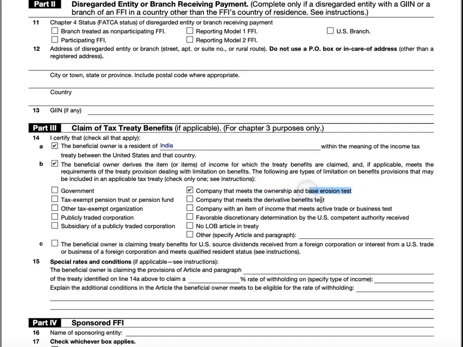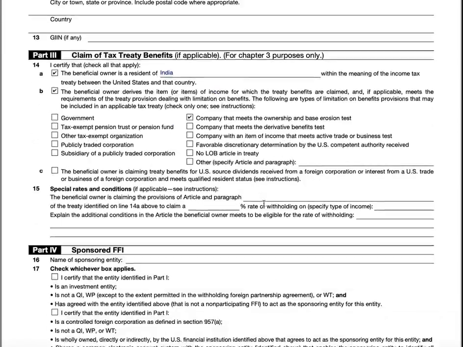The second one is the base erosion test. Base erosion is a concept in taxation where companies move their profits from one country to another to save taxes. Many companies have an office in Ireland so that they save taxes. I'm assuming you don't fall into that. So I would say 90 to 99% of them fall under this, and you would select this, company that meets the ownership and base erosion test.